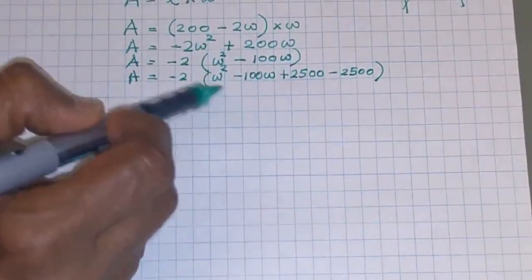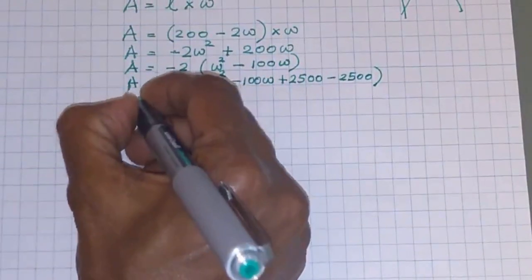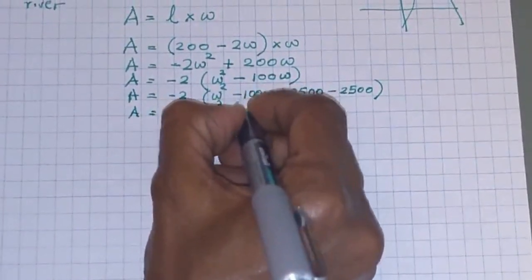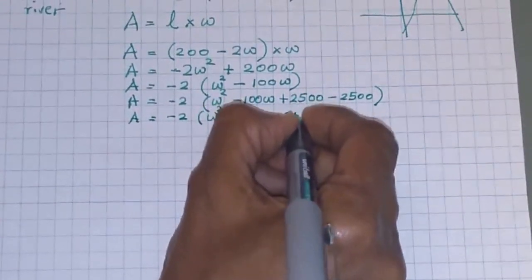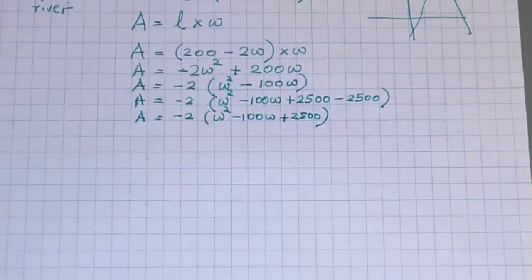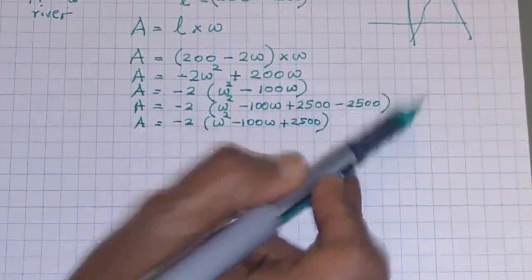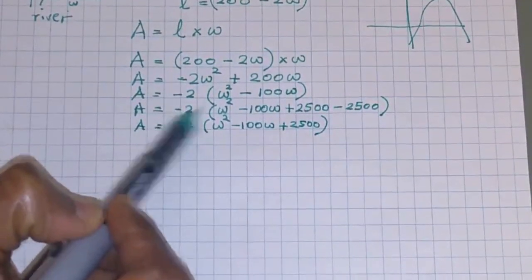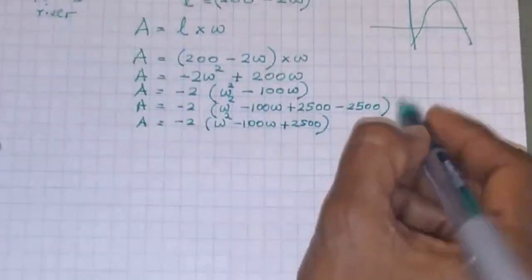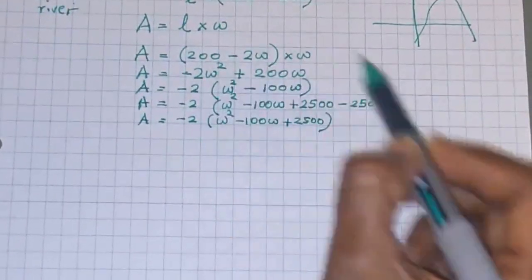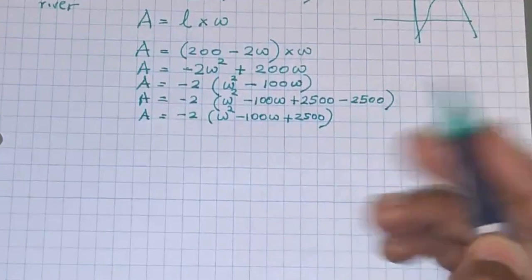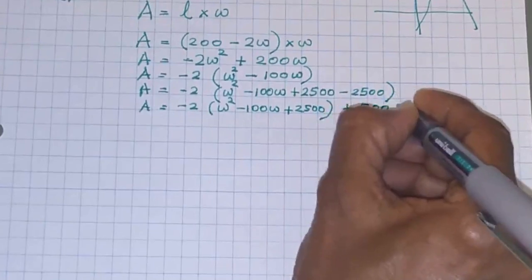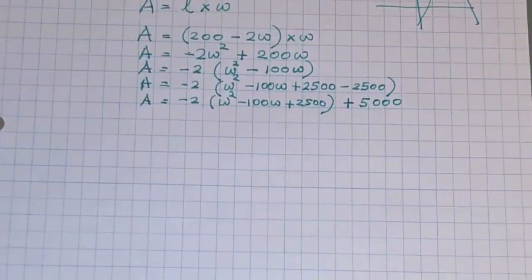Now I'm going to be using these three terms to make up the perfect square. So negative 2, and I'm just going to group these so that you'll see that I'm using that to make up the perfect trinomial. And this negative 2500 is going to come out of the bracket, but when it comes out of the bracket, it's going to be multiplied by negative 2 and then added to the expression. So negative 2 times negative 2500 is positive 5000, and that's going to go outside. So now positive 5000 is outside.